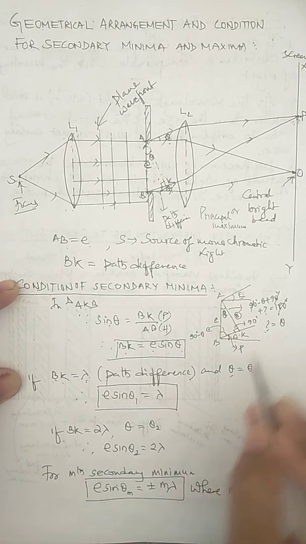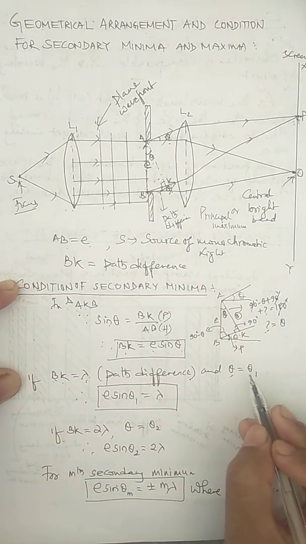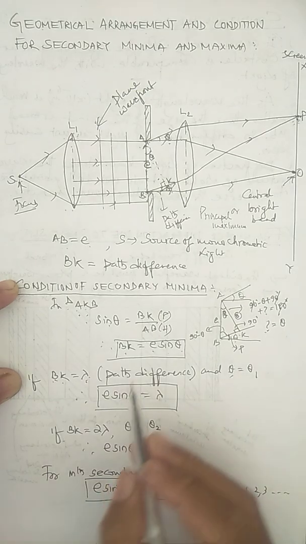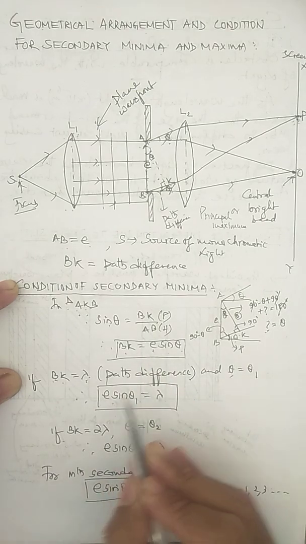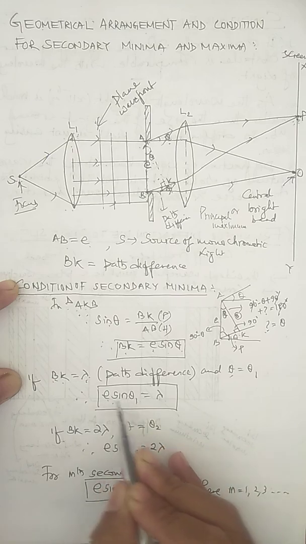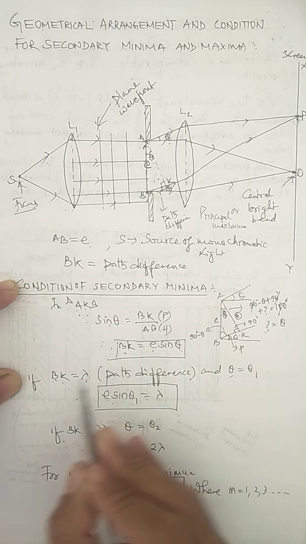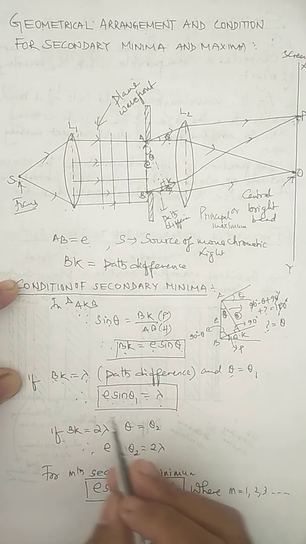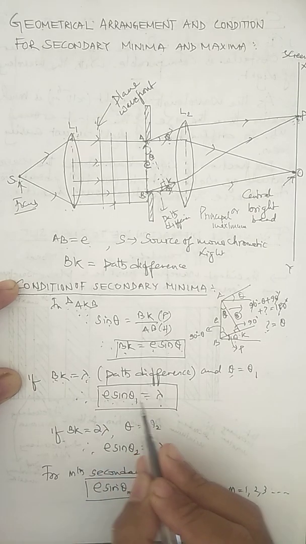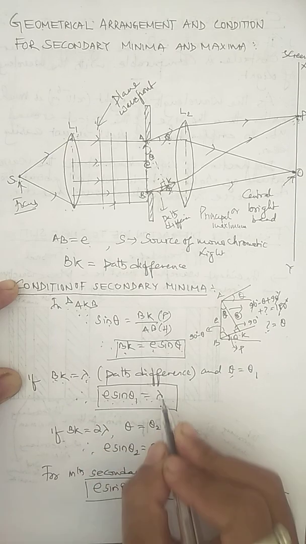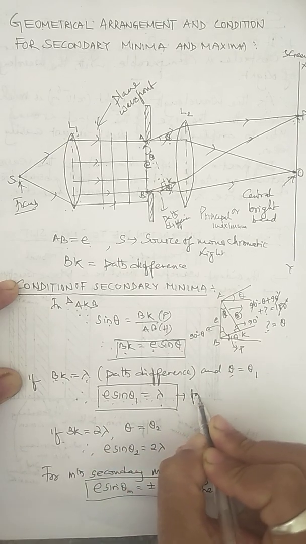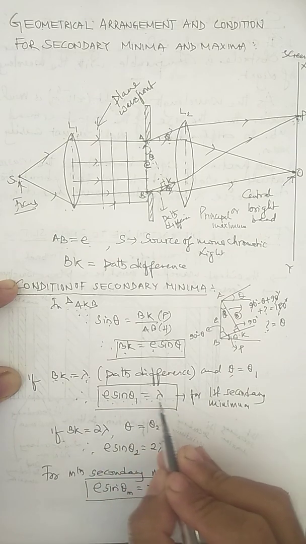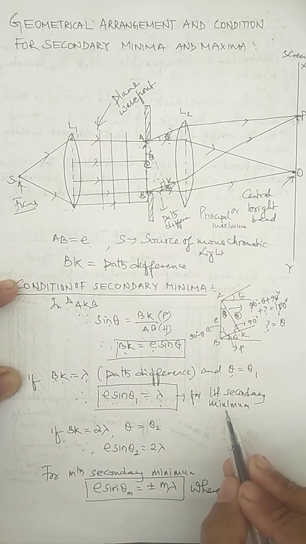The angle made by the first secondary minimum is given by theta 1. So theta must be theta 1. I replace theta with theta 1, so E sin theta 1 equals, and BK I replace by lambda. So what is the condition for the first secondary minimum? The path difference E sin theta 1 must be lambda. As I said, E sin theta 1 must be equal to lambda for the first secondary minimum.